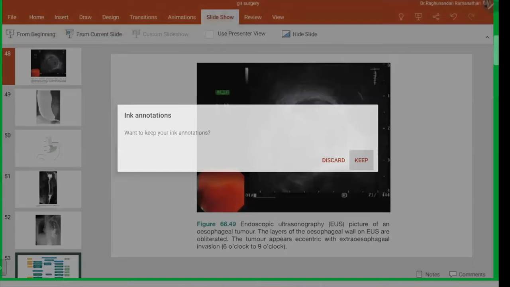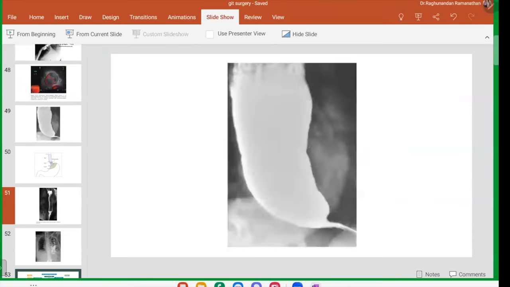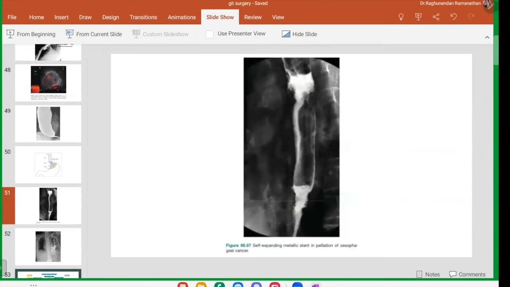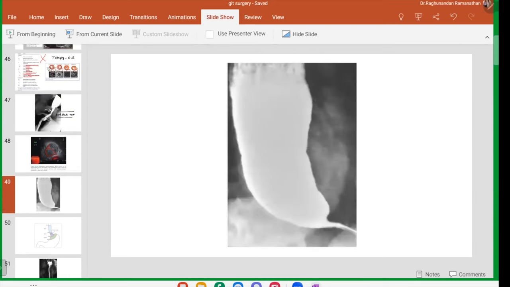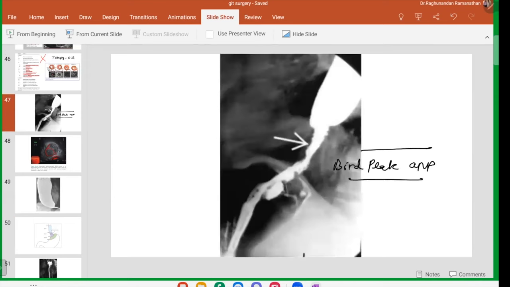Is this your bird peak appearance? Then what is this? Is it the bird peak appearance? Then are you sure? Yes, it is a bird peak appearance. Then what would the rat tail appearance look like? Come on, I want you to answer.